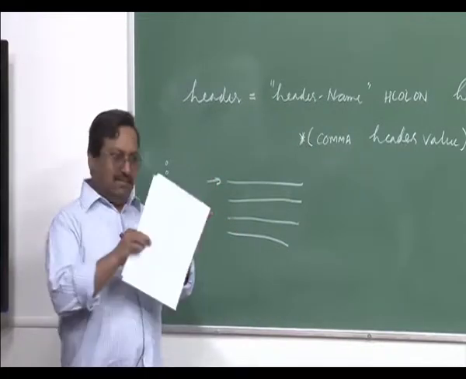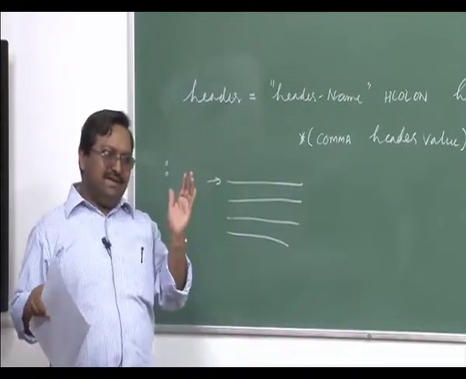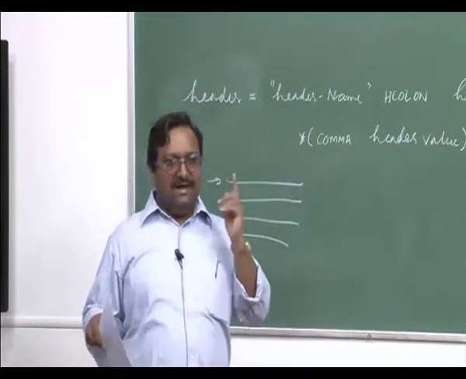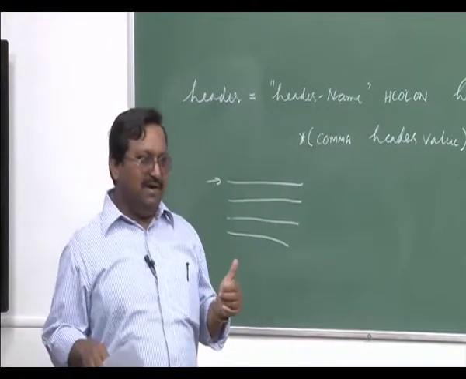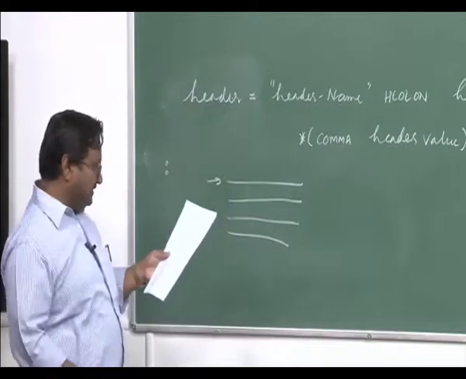So I can split one single long line into multiple lines, but I have to ensure in the beginning the first character should be either at least one white space or one tab. So that's a condition. Okay, I will come to this particular example.